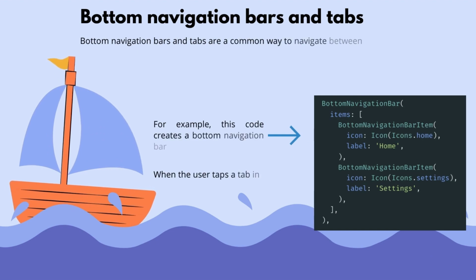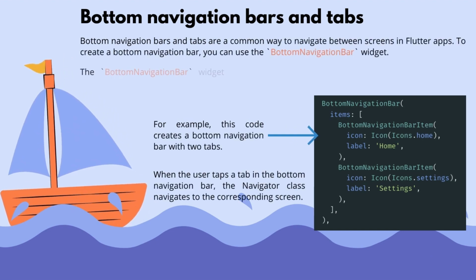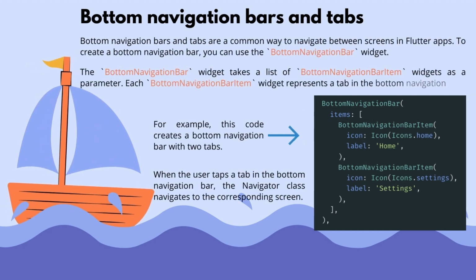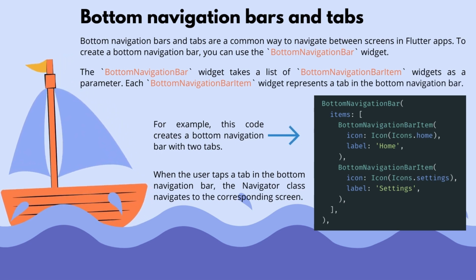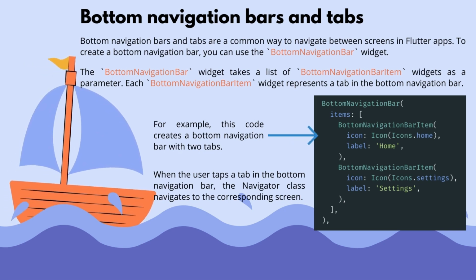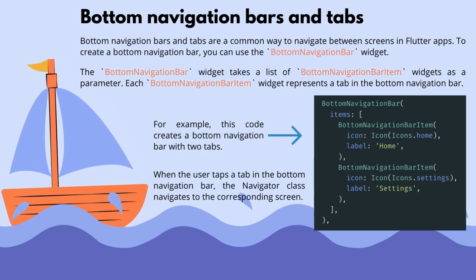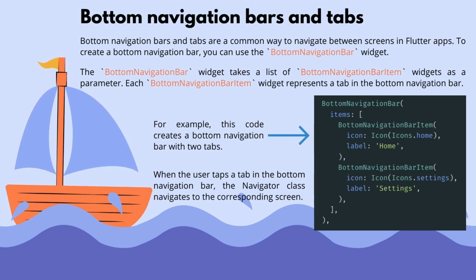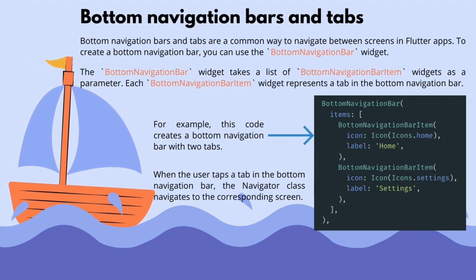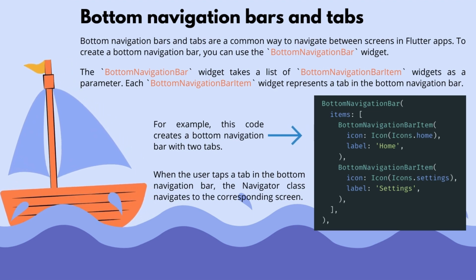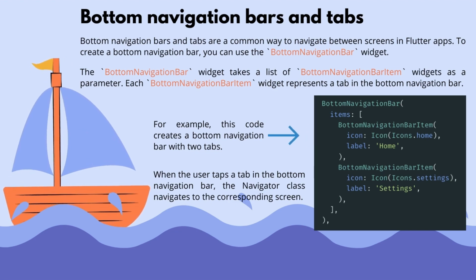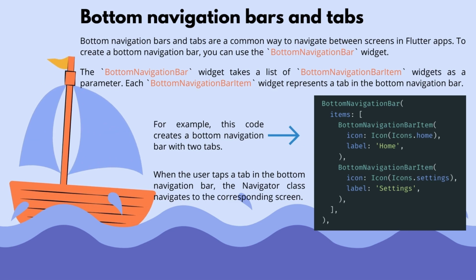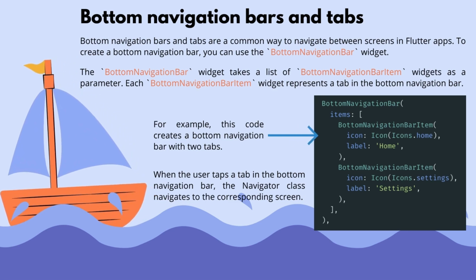Bottom navigation bars and tabs. Bottom navigation bars and tabs are a common way to navigate between screens in Flutter apps. To create a bottom navigation bar, you can use the BottomNavigationBar widget. The BottomNavigationBar widget takes a list of BottomNavigationBarItem widgets as a parameter. Each BottomNavigationBarItem widget represents a tab in the bottom navigation bar. For example, this code creates a bottom navigation bar with two tabs. When the user taps a tab in the bottom navigation bar, the Navigator class navigates to the corresponding screen.